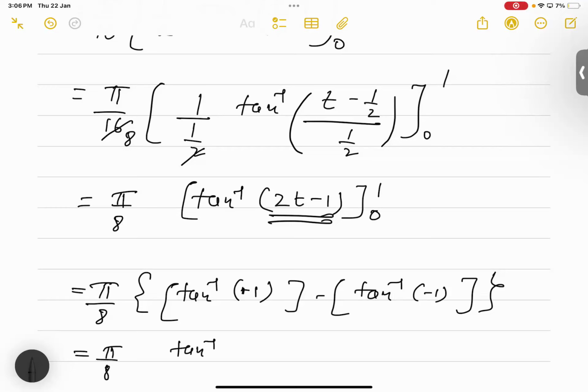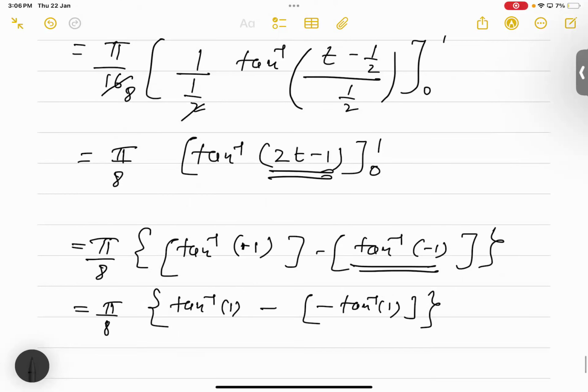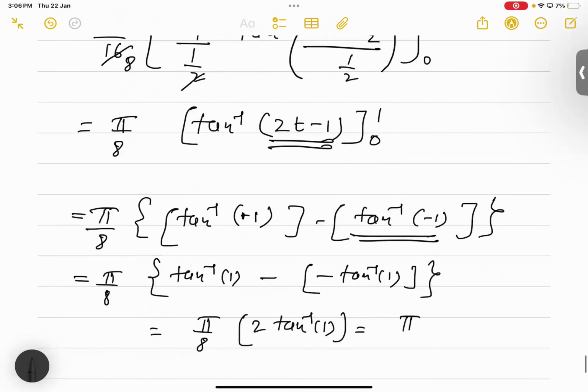So tan inverse 1 minus tan inverse 1, clear how? Because tan inverse of minus x is minus tan inverse x. pi by 8 into 2 tan inverse 1, clear? So this will be pi by 4, because 2 and 8 will cancel, and what is tan inverse 1? So this will be pi square by 16. One last problem after this.